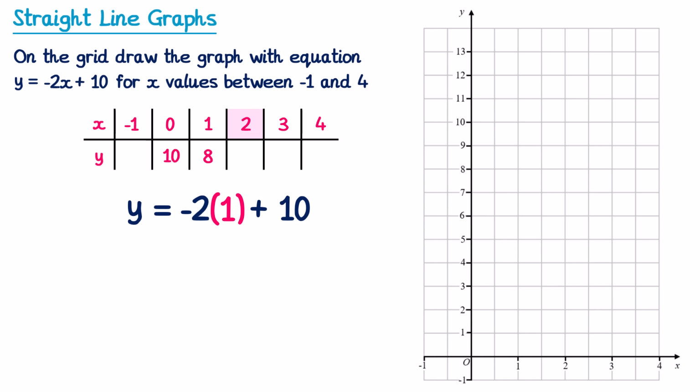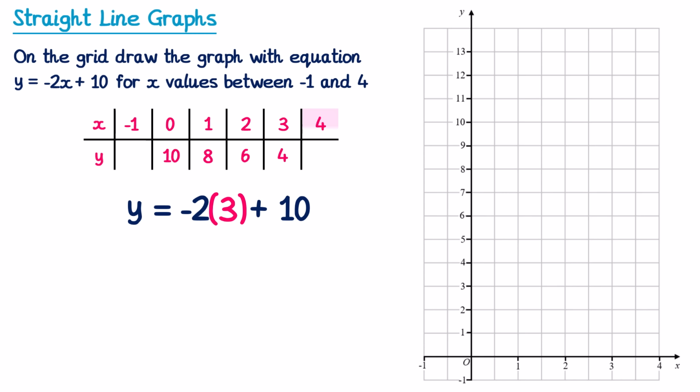Now let's move on to x is 2. So we've got negative 2 lots of 2 plus 10, which is negative 4 plus 10. Again, you can use a number line for this, and you'd end up at 6. So when x is 2, y is 6. Now let's do when x is 3. So negative 2 lots of 3 plus 10. Negative 2 times 3 is negative 6. So negative 6 plus 10, which gives you 4. So if x is 3, y is 4.